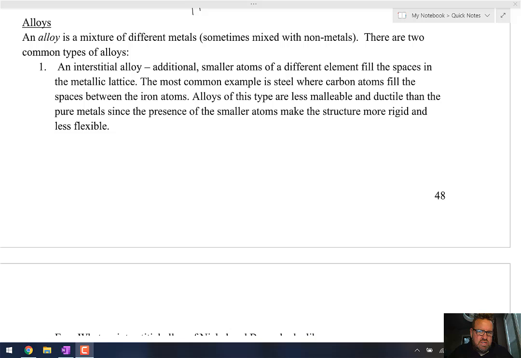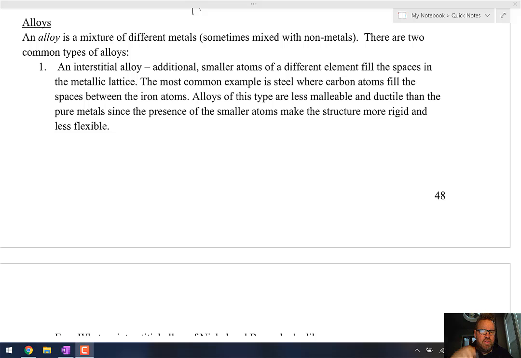Really, that's what steel is. Steel is a mixture of iron and chromium and different metals, and sometimes they use carbon in them, and they use different things to make the metal lighter, make the metal stronger, to make steel the best metal it can be. So an alloy, again, is just a mixture of different metals that sometimes include some nonmetals.